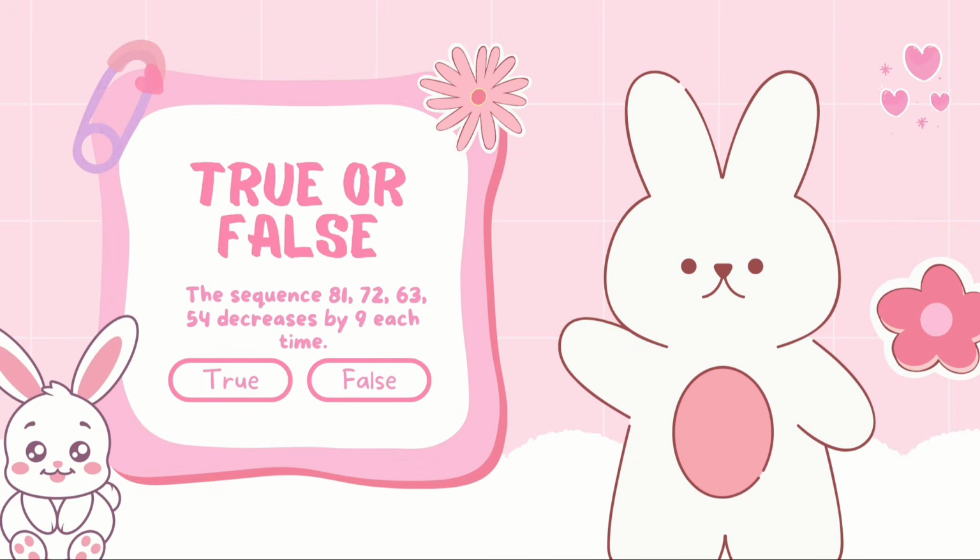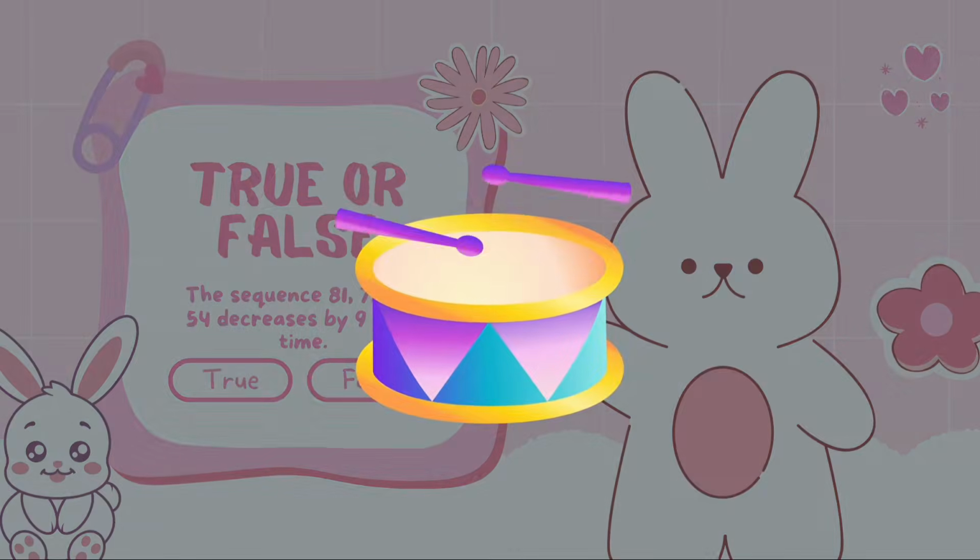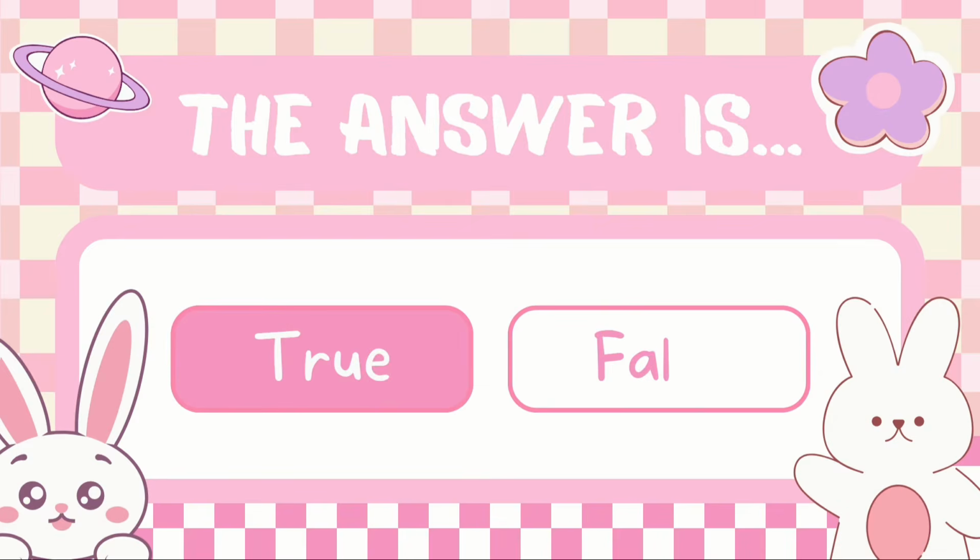Next challenge for you is true or false. The sequence 81, 72, 63, 54 decreases by 9 each time. Did you get the correct answer? It's true.